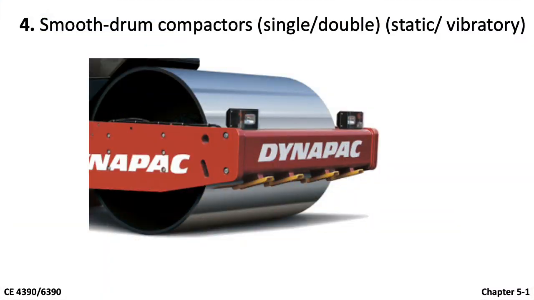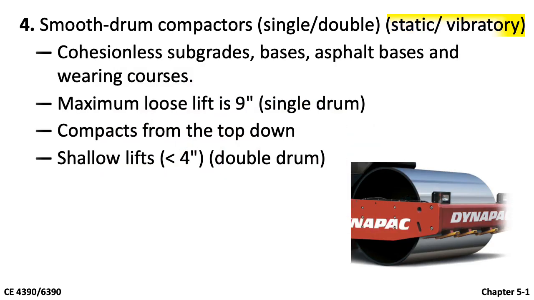This is a smooth drum roller. Some machines have a single drum, some others have double drums. This uses both static and vibratory load to make compaction. It is suitable for cohesionless soils, such as the materials used for subgrades, bases, asphalt bases, and wearing courses. This single drum roller can compact a lift thickness of up to 9 inches.